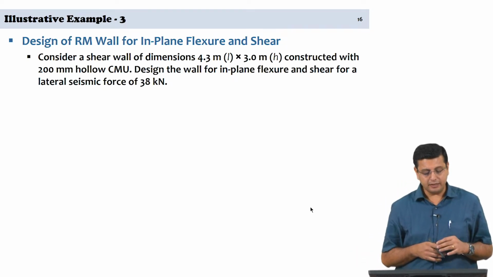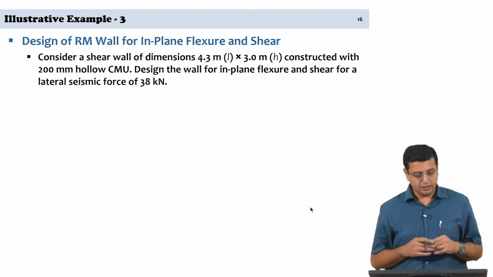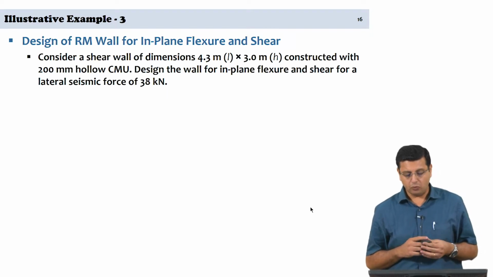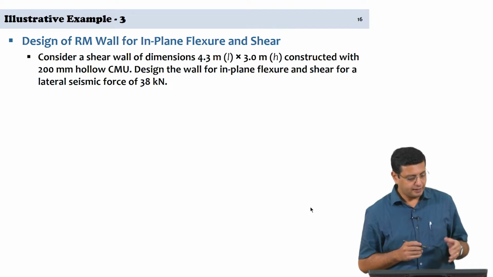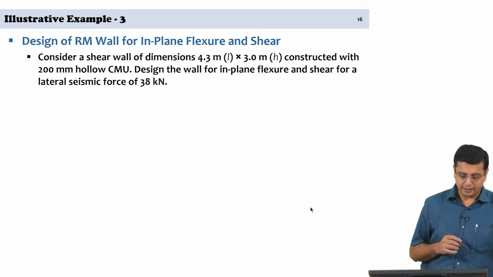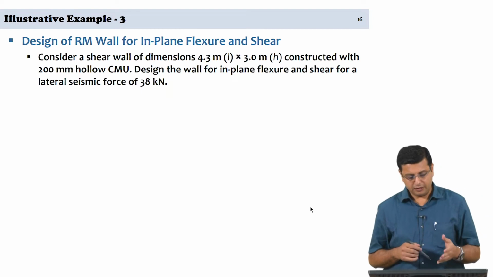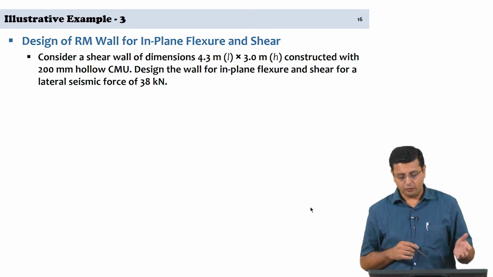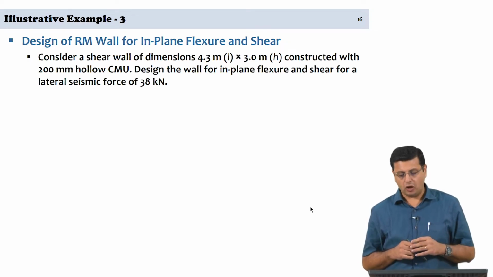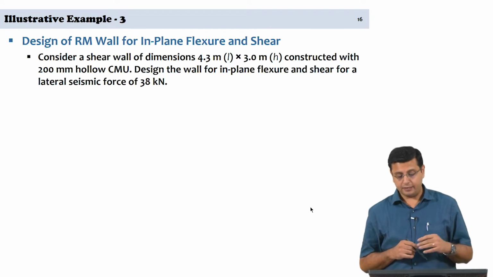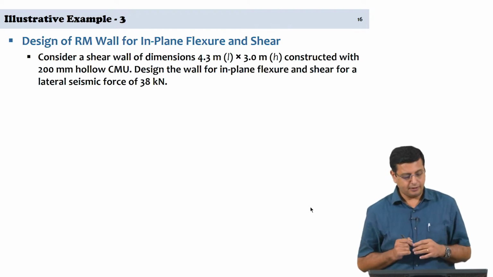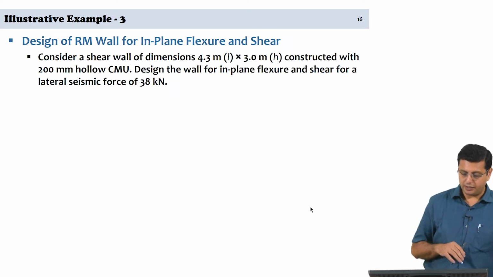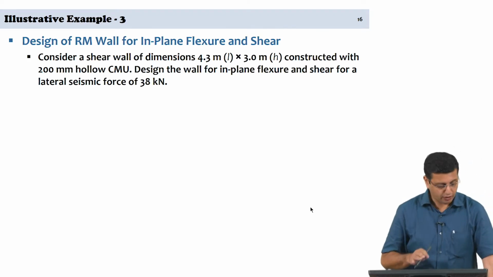It is constructed with hollow concrete masonry units of thickness 200 millimeters. We are designing the wall for in-plane flexure and shear. The lateral seismic force considered here is 38 kilonewtons. Now, this seismic force corresponds to a reinforced masonry wall, and of course, it depends on the R factor that has been used to arrive at the seismic force corresponding to this level in the wall. So, this is a lateral seismic force which we can use for a reinforced masonry wall.